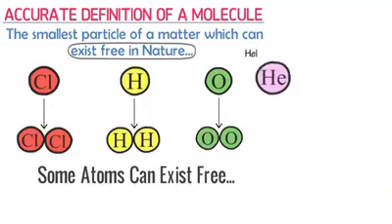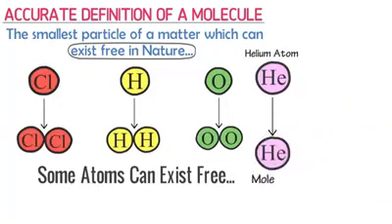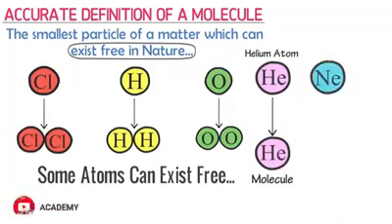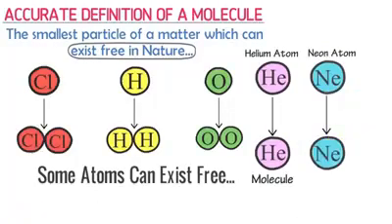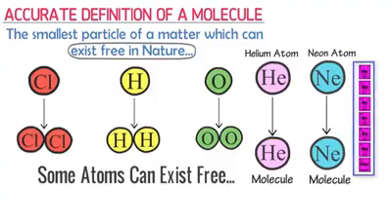Now remember that there are some atoms which can exist freely in nature. For example, consider a helium atom. It can exist freely or independently in nature. Thus, it is also a molecule. Consider a neon atom. It can exist freely in nature. Thus, it is also a molecule. Note it down that all group 8 elements like neon, helium, and krypton are atoms as well as molecules, because they exist independently in nature.